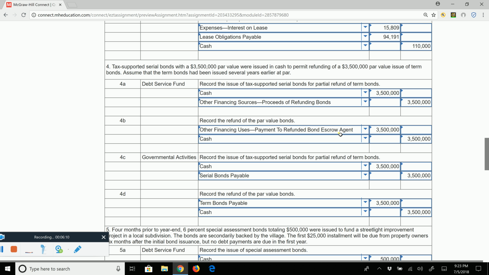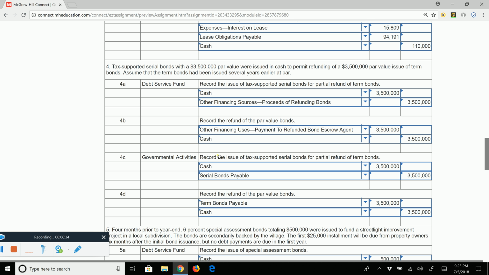We don't do that with refundings. We debit other financing uses up to the amount of the new bond money that came in. Now, if there were any other old bonds that were paid off after the new bond money came in, then we would debit expenditures. But in this case, the ceiling of 3.5 million would be debited to other financing uses.